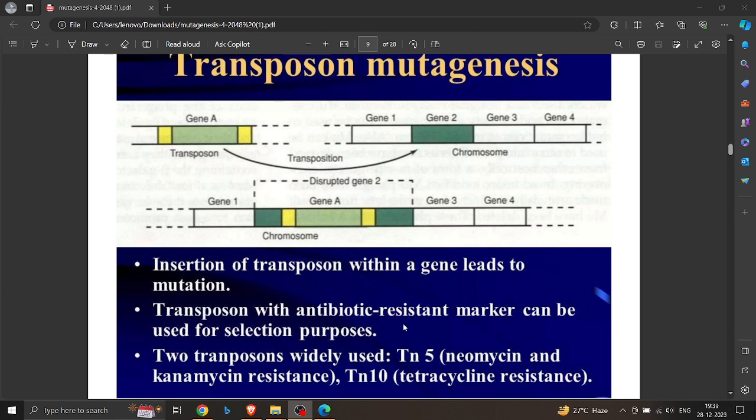Transposition with an antibiotic resistance marker can be used for the selection process. You can see in the diagram how it has been used and disrupted.